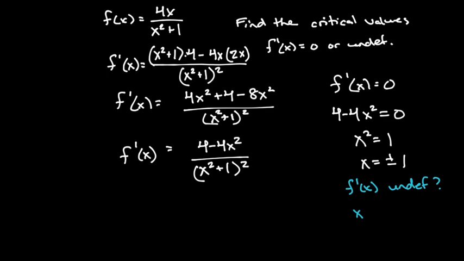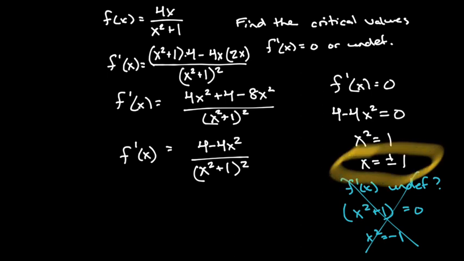And so that means that really x squared plus 1 squared would be 0, right? The denominator would have to be 0, which really just means that this would have to be 0, which really means that x squared would have to be negative 1. And since we're not doing calculus with imaginary numbers, there's no solutions there, so we don't have to worry about that. And that means for us that these are our only critical values.